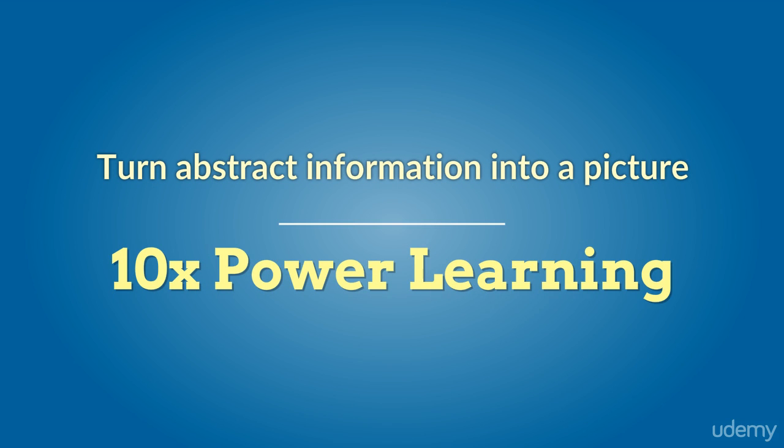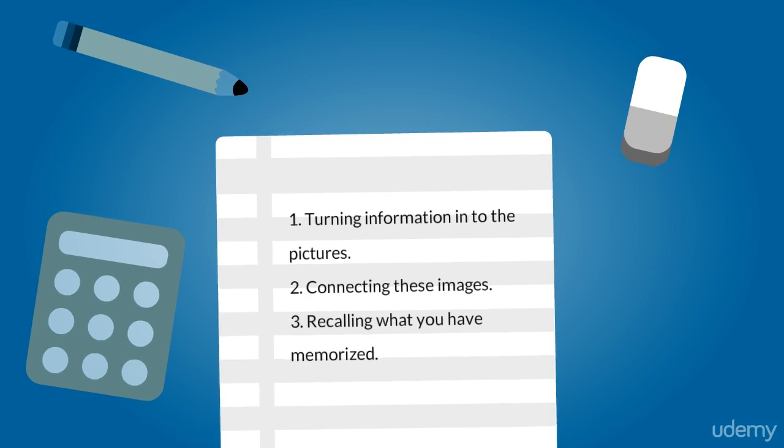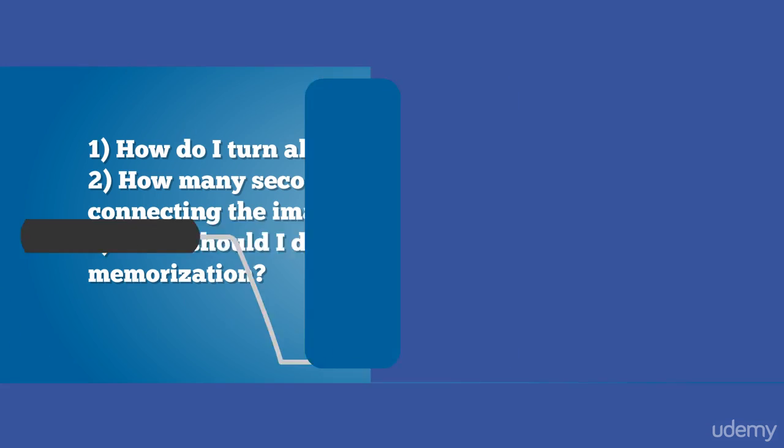How to turn abstract information into a picture. Whatever you are memorizing, you are doing three processes in your mind. First, turning information into pictures. Second, connecting these images. Third, recalling what you have memorized.